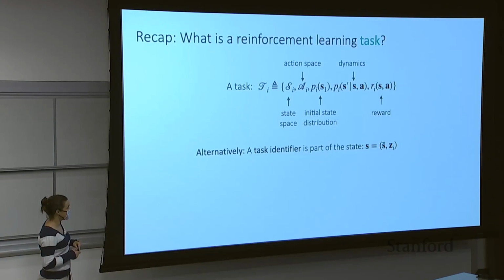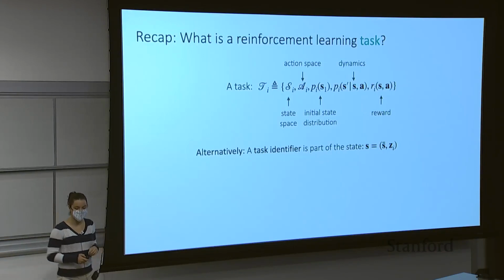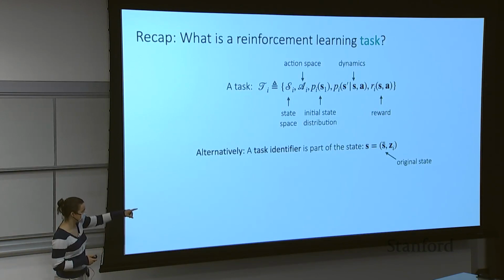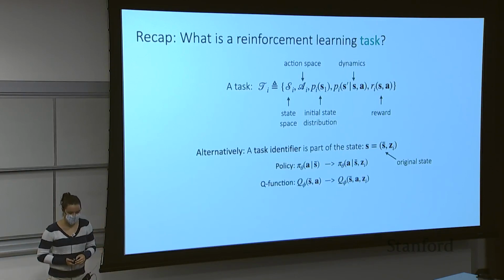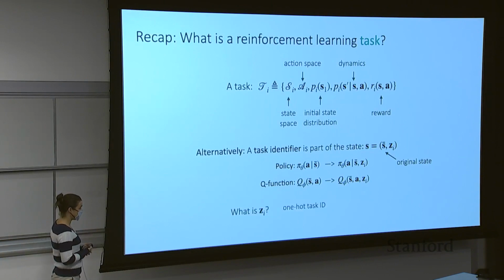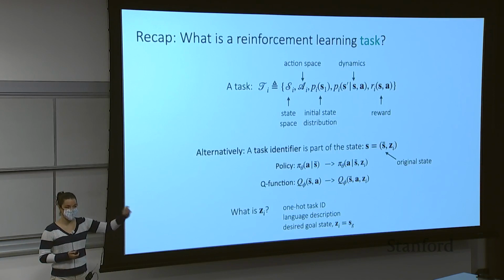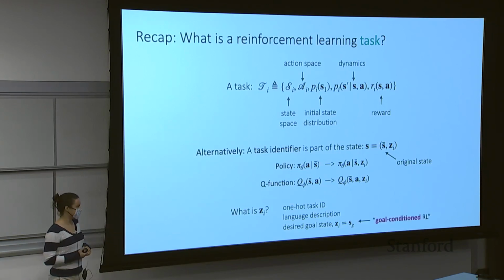Alternatively, we could view this as having a task identifier be part of the state, where S bar is your original state space and Zi is your task identifier. In this case, you can view your policy as conditioning on your task identifier, and likewise your Q function conditioning on the task identifier. Zi could be a number of different things. It could be a one-hot task ID. It could be a natural language description of the task. It could also be a desired goal state, like a particular state that you want to be able to reach. And in this case, this is what's referred to as goal-conditioned RL, which is a special case of multitask reinforcement learning.